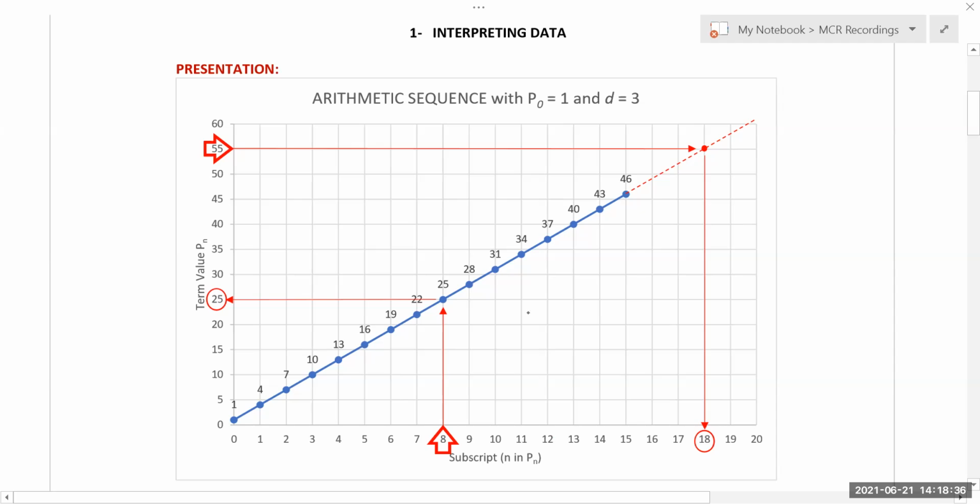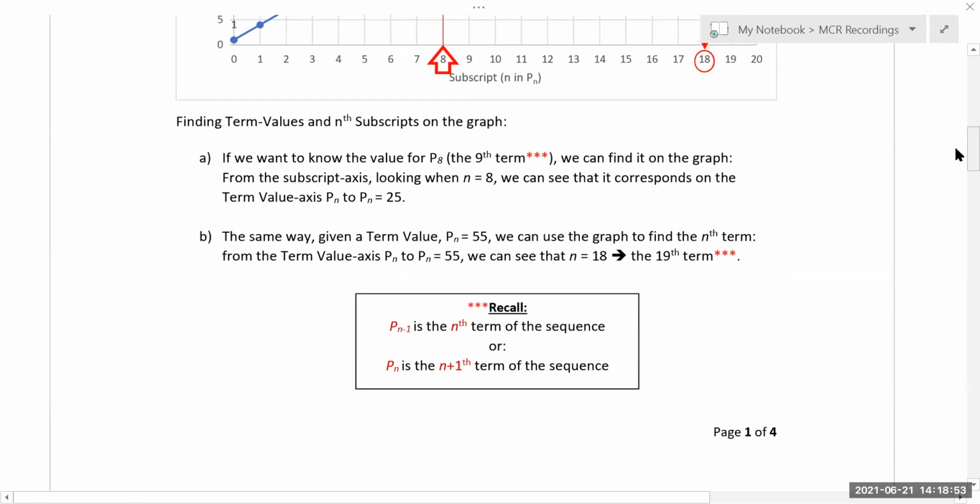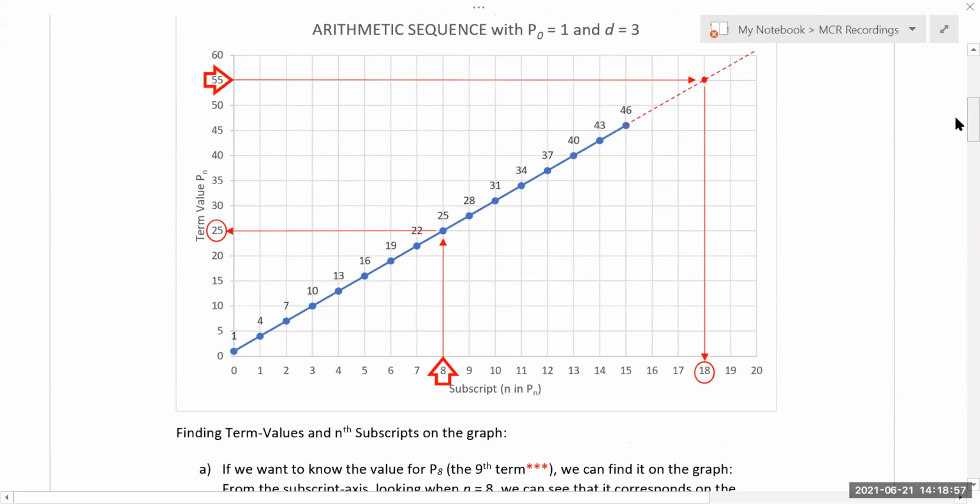So for P12, the answer is 37. We could extend the line. For P18, the answer is 55. So we can tell from the graph just a few pieces. Now, having this graph in front of you, say you wanted to find the 9th term, or the P8, we could find it on the graph. We'd go to the red arrow and go, P8 is 25.